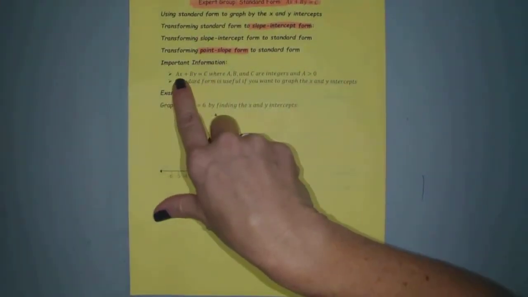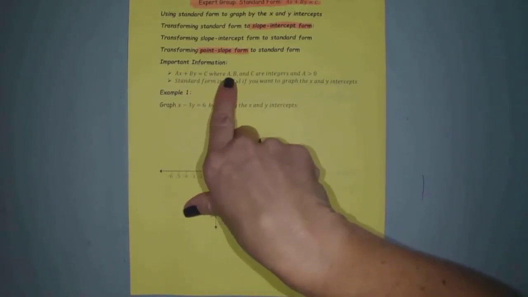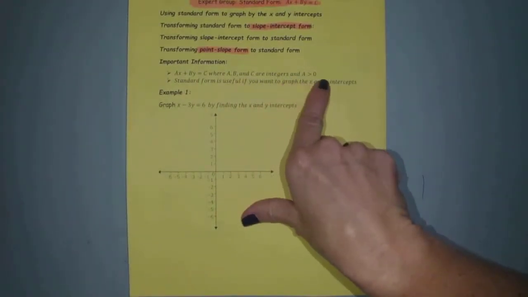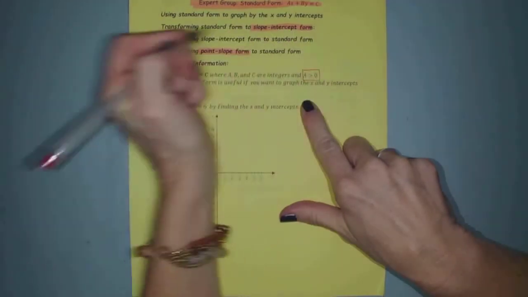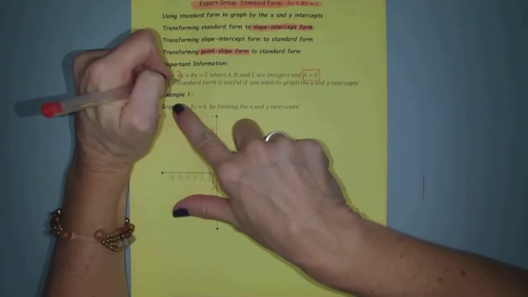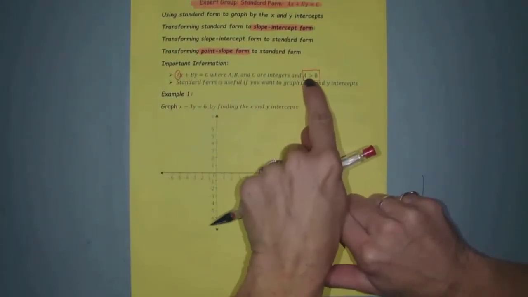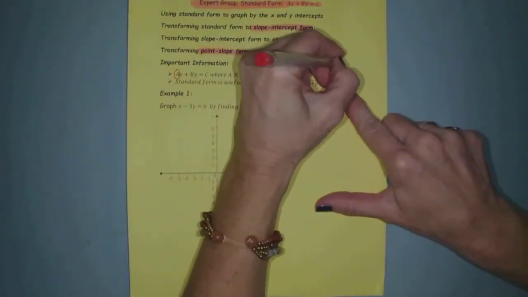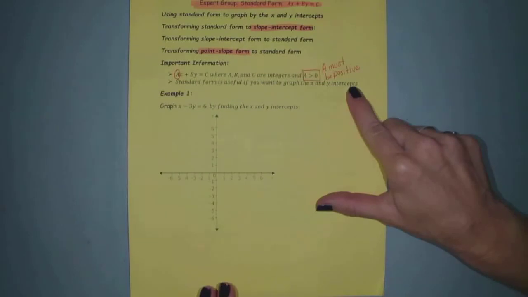Important information, first bullet, it says AX plus BY equals C, where A, B, and C are integers, and A must be greater than 0. So that's putting some restrictions on our standard form, everyone. This part, A must be greater than 0, is telling me that this guy right here in the front cannot be negative. If a number is greater than 0, then that number is always positive. So A must be positive. You got to keep that in mind. You might want to jot that down.